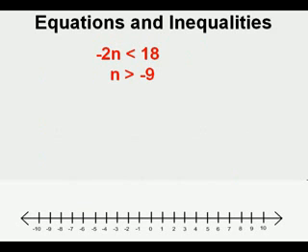Now we divide both sides by negative 2 and switch the inequality symbol, since we divided by a negative number, so the less than symbol is switched to greater than. So n is greater than negative 9. To graph it, we use the open circle for greater than and draw the arrow to the right.